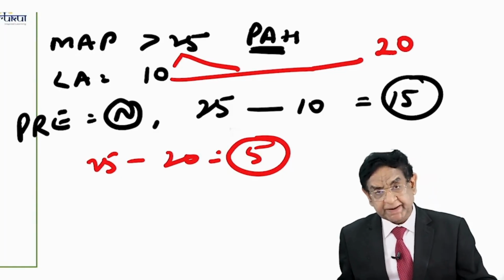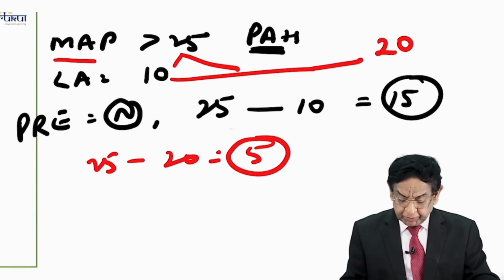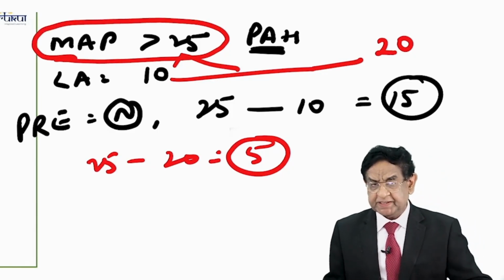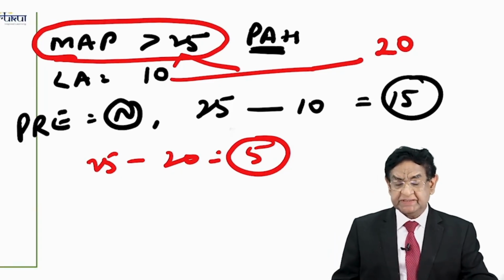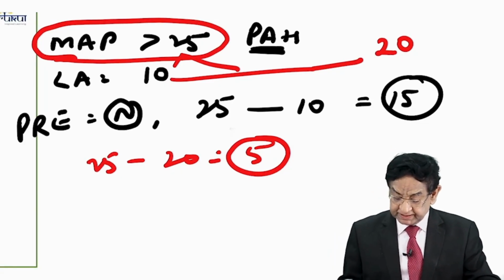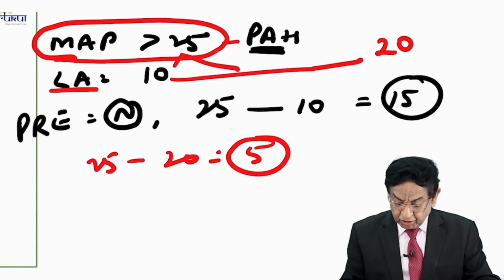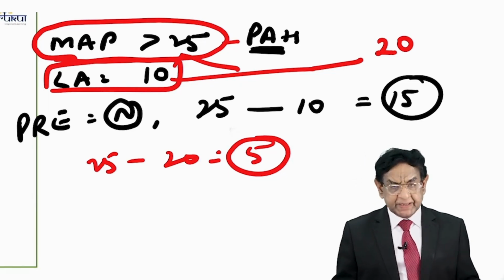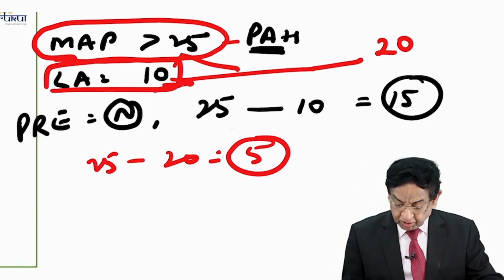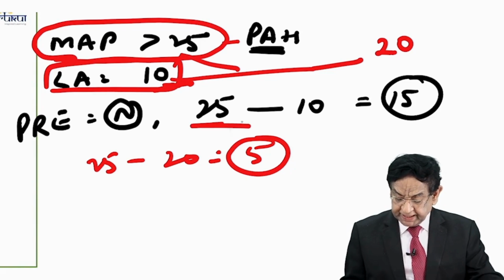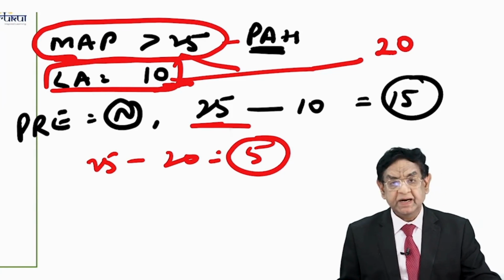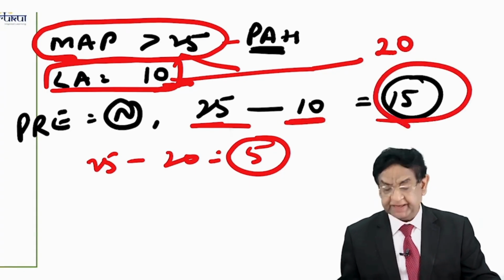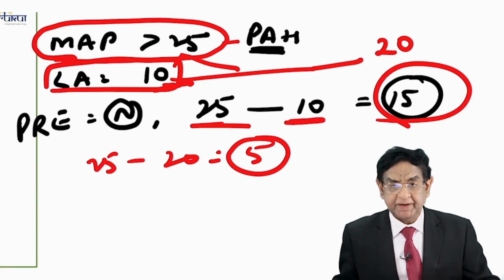A quick recap. In pulmonary arterial hypertension, as per definition, the mean pressure of the pulmonary artery is more than 25. This is the definition. That is the PAH. A normal LA pressure is 10. We also know that in pre-capillary, LA pressure is normal. So PAH is 25 and 10 is the normal, so the difference is 15. This is pre-capillary.